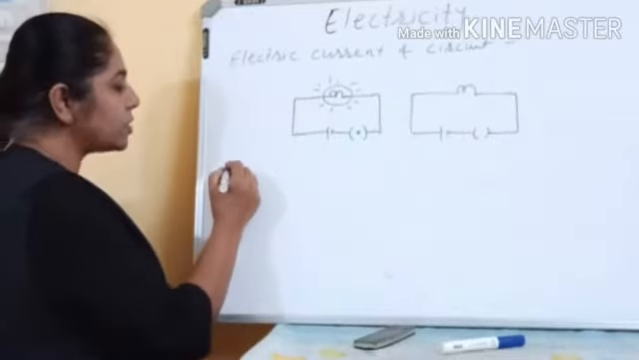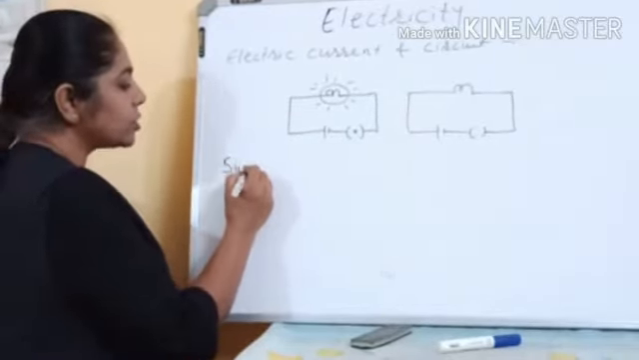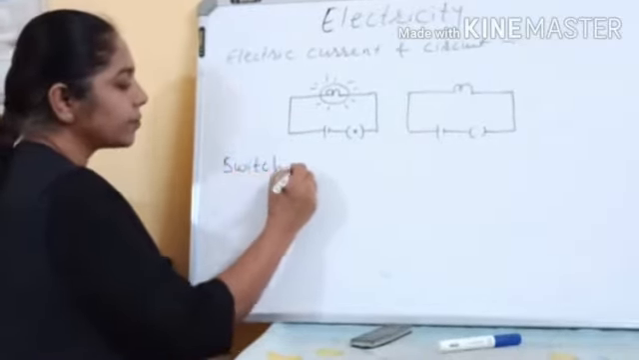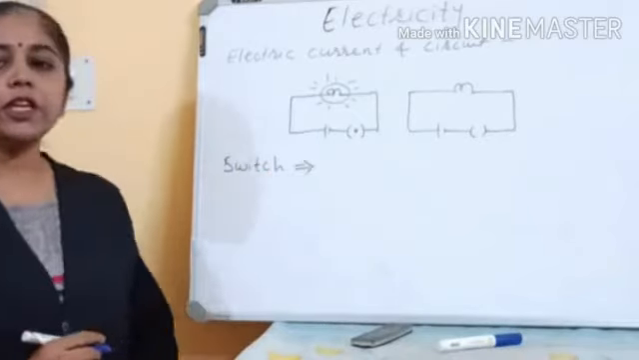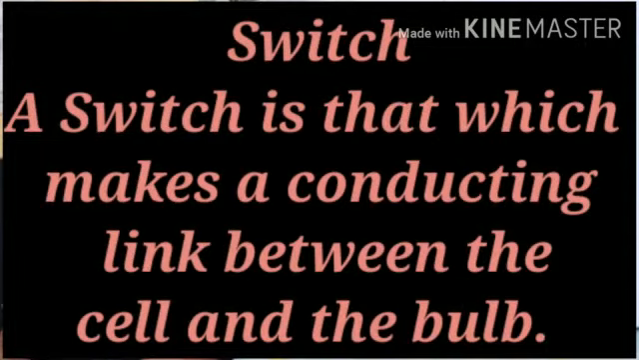So we will write the definition of switch. A switch is that which makes a conducting link between the cell and the bulb.